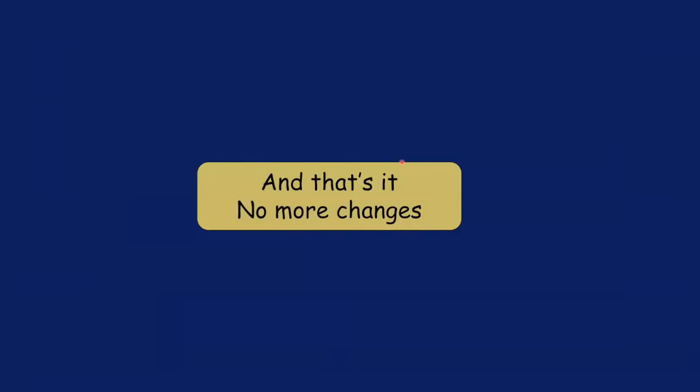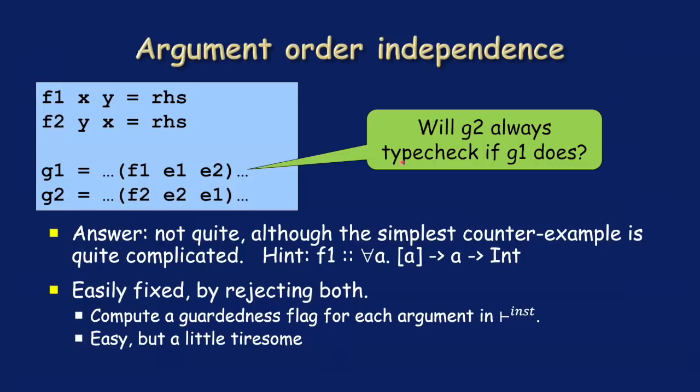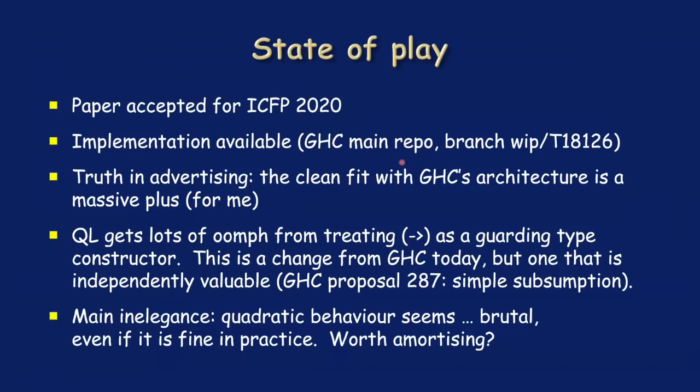I'm not going to talk about argument independence. So this is a sort of final slide just to summarize the talk, and then we'll return to questions. So there is an implementation of this. You can actually try it out. Here's the branch if you want to try it out. If I'm honest, the thing that I most like about this is that it really was easy to implement. It fitted with everything else that GHC is doing. And that, for me personally, is a huge win.